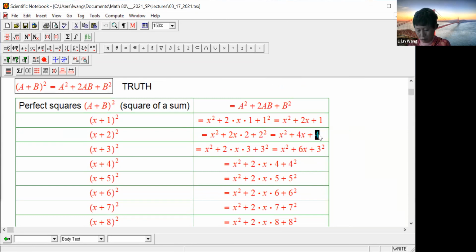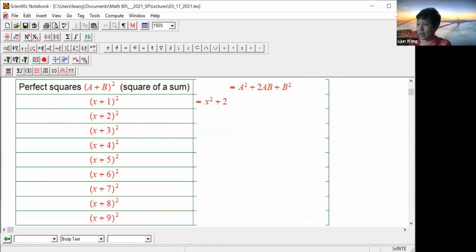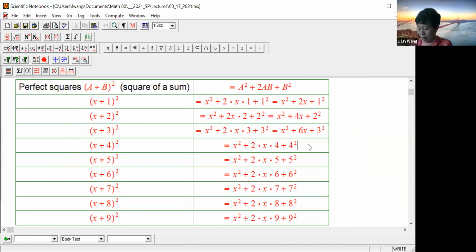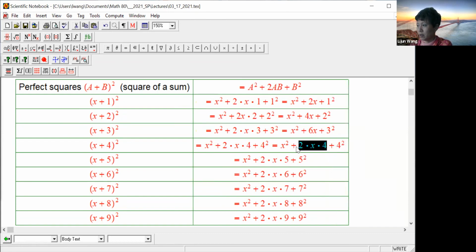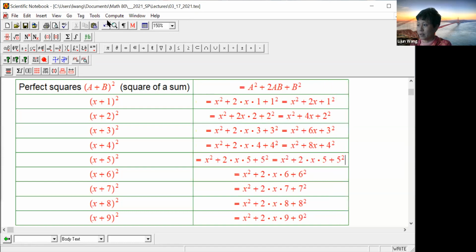Okay, so I'm going to write this as 2 squared. How about you pay attention to this pattern I have identified, to see if you agree with me. So this is going to be 8x. This pattern I identified is this. Okay, so let me tell you.